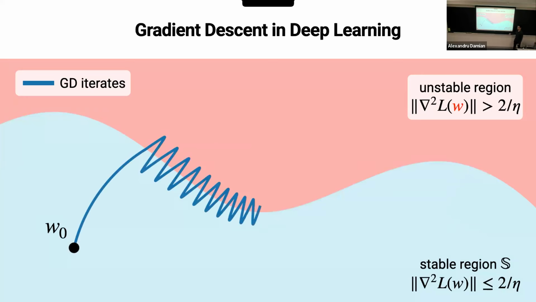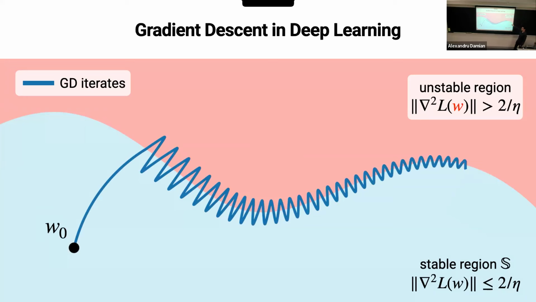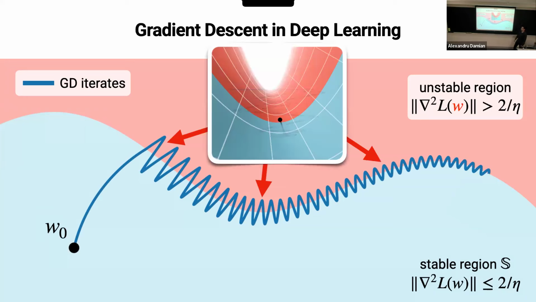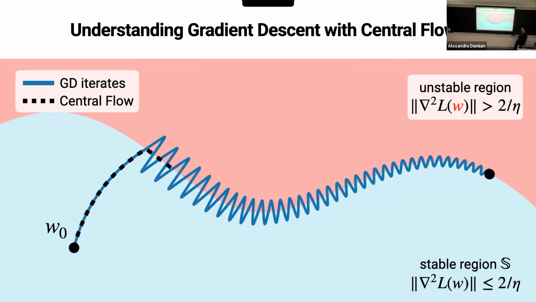So early on in training, you're pulled towards the boundary of this set, and then the rest of training happens along the boundary of this set. And what's happening in each of these is exactly this picture, where you enter the red region and then bounce out. And in this picture, the central flow is just going to follow gradient descent for the beginning, and then it's just going to traverse the boundary exactly, rather than oscillating inside and outside of the boundary.